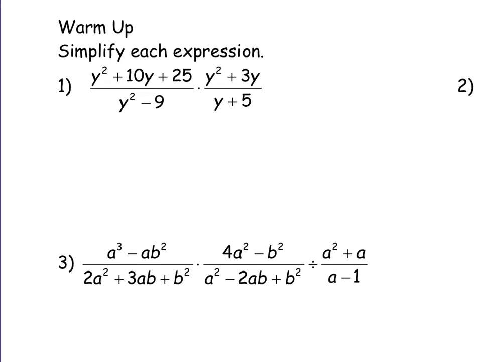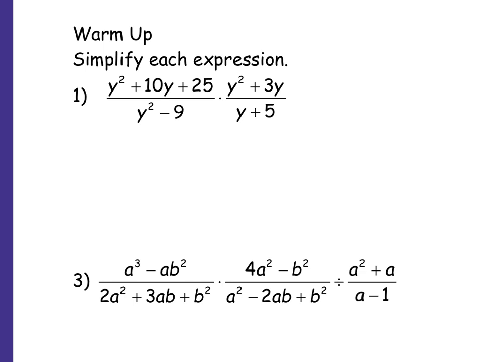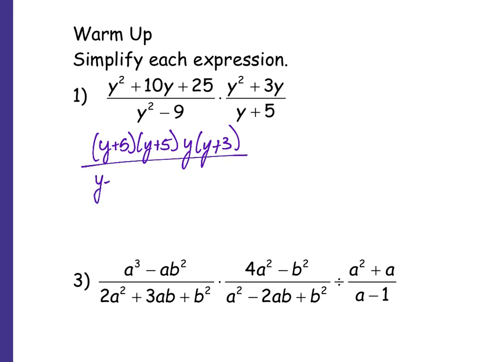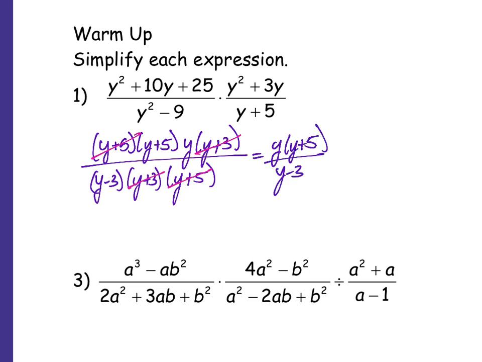We factor. So the top factors to y plus 5 times y plus 5, and then a y times y plus 3. And the bottom factors to y minus 3 times y plus 3 times y plus 5. Make ones. So there's that one. There's that one. And I get left with y times y plus 5 divided by y minus 3. Done. Okay?